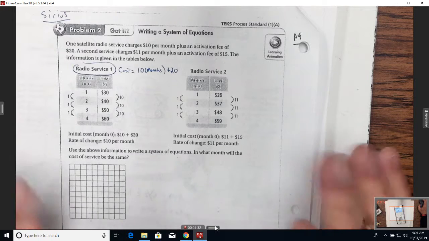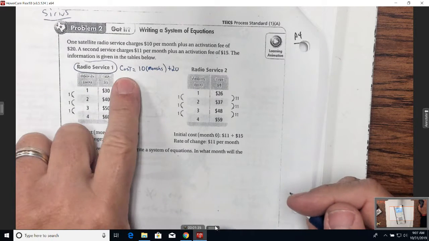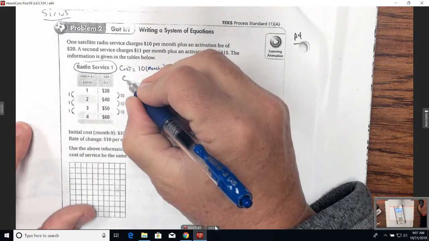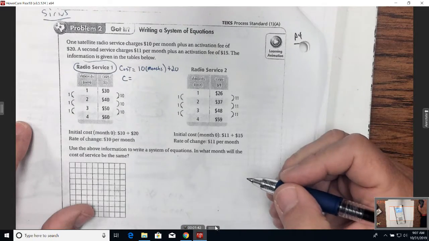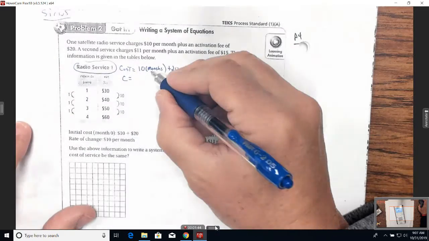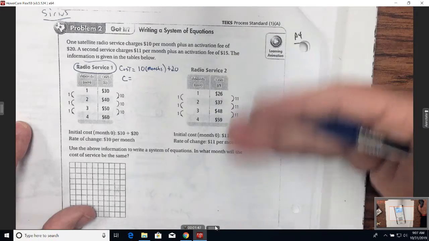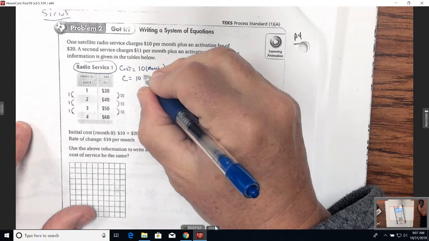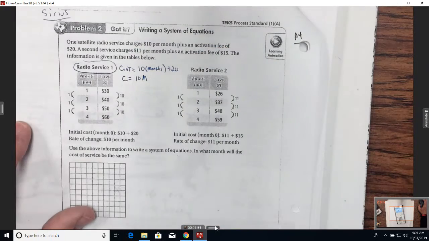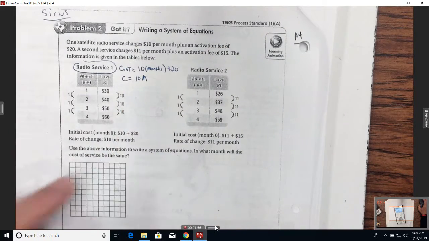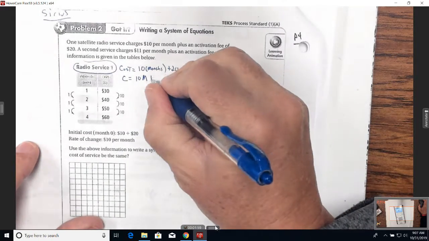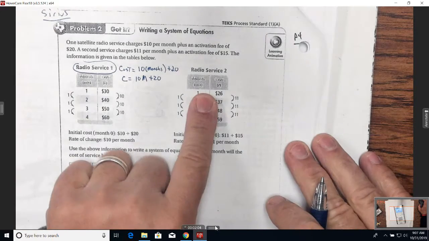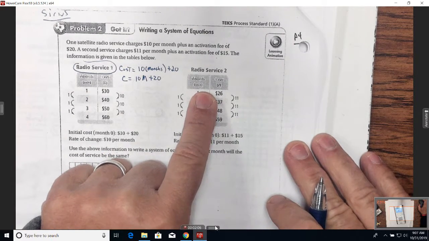So if I'm going to write an equation for this, instead of writing it as cost in months, mathematicians are kind of lazy. They use variables like C to represent cost, the total cost. And instead of the number of months being written as the number of months, or the word months, I would write that as 10 times what? M. Right next to it, because if I put a number next to a letter, it means multiplication, right? Plus the $20.